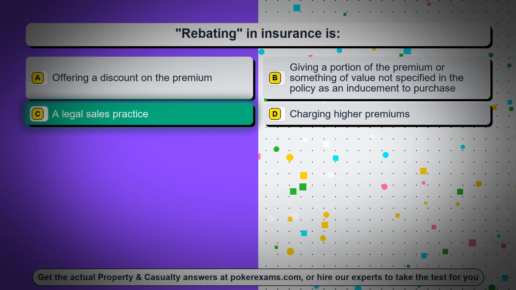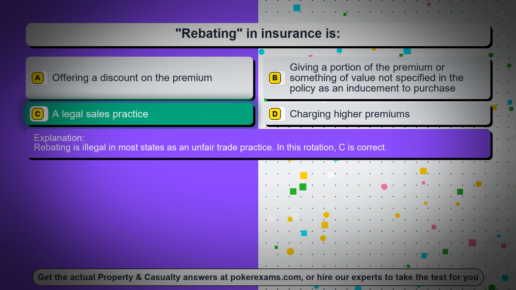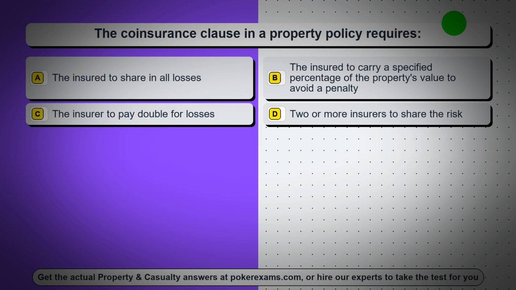The correct answer is option C, a legal sales practice. Rebating is illegal in most states as an unfair trade practice. In this rotation, C is correct. Question 52. The co-insurance clause in a property policy requires.